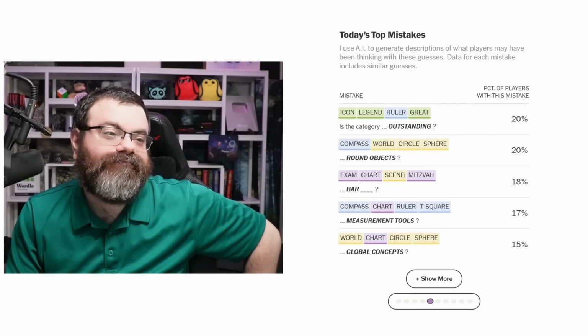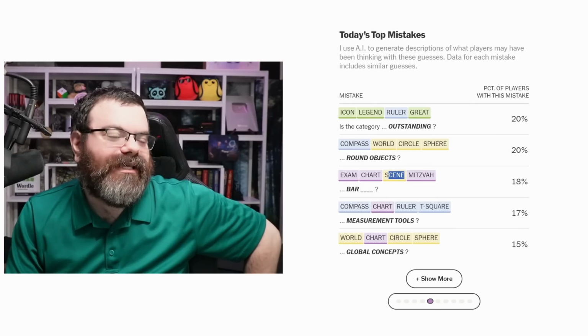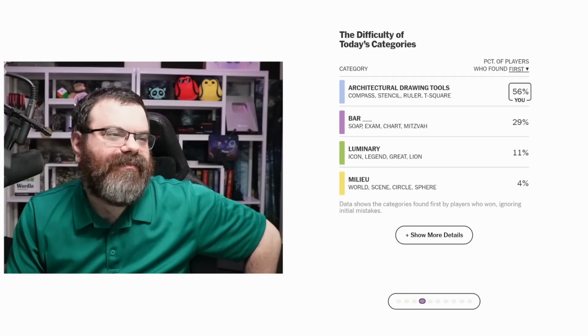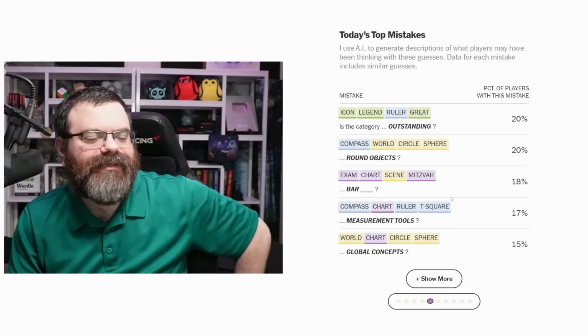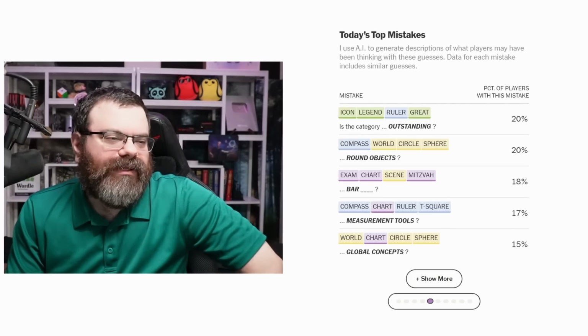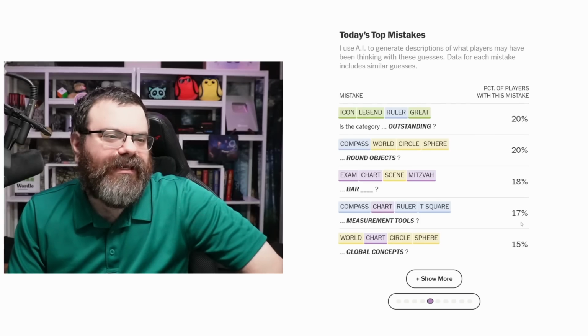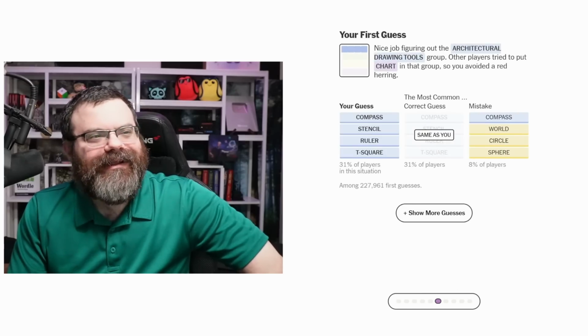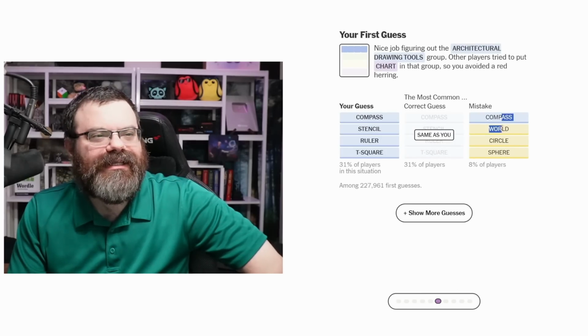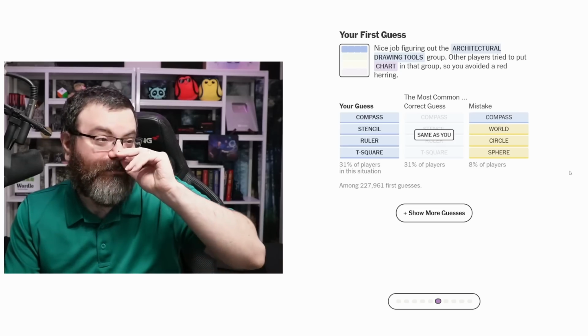Bar scene. So what were they missing to put bar scene instead of bar? These are people who saw bar blank and didn't find this fourth one, but I don't remember what it was. Soap, exam, chart. So they don't see bar soap. I see. Global concepts, world, chart, circle, sphere. Interesting. Some guessing I think is going on here, but these are really commonly guessed. Seems like chart fits anywhere. All right. First, most common mistake is putting compass in as the fourth circular thing. Okay, makes sense to me.